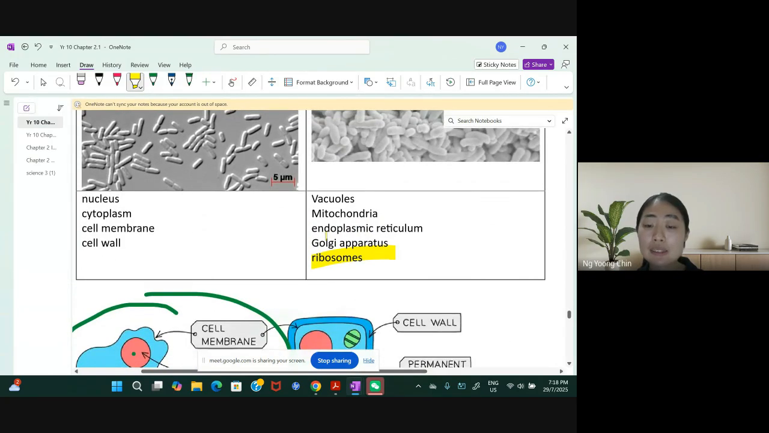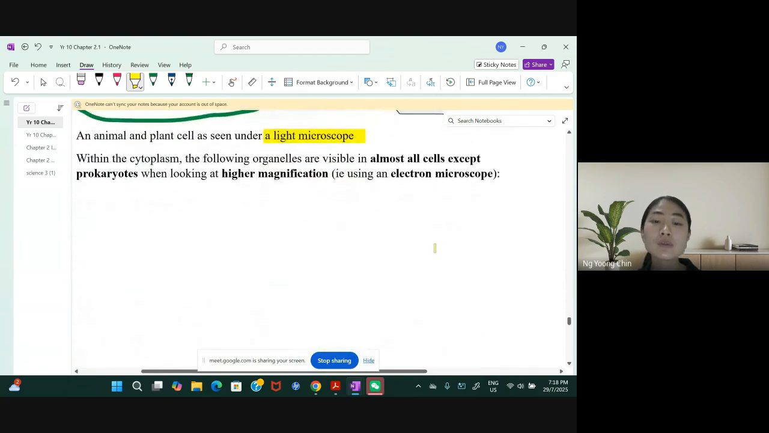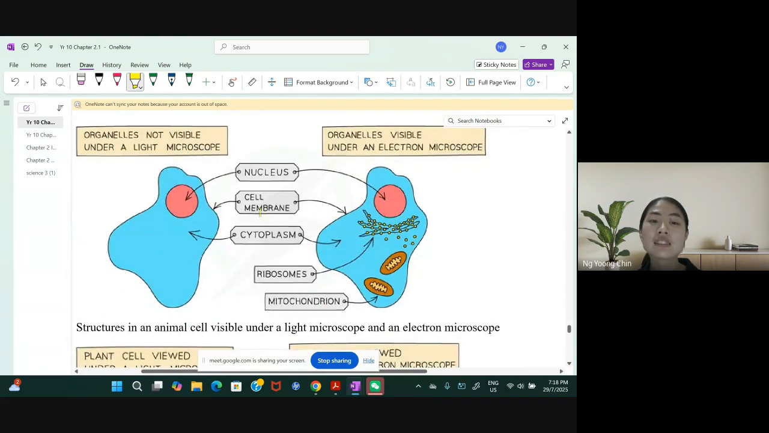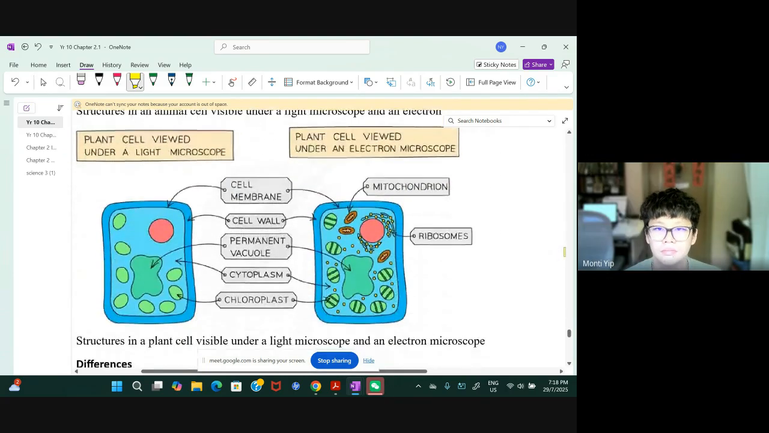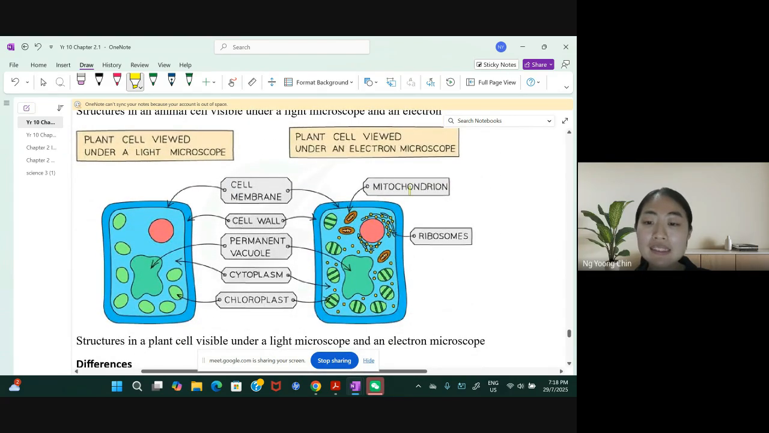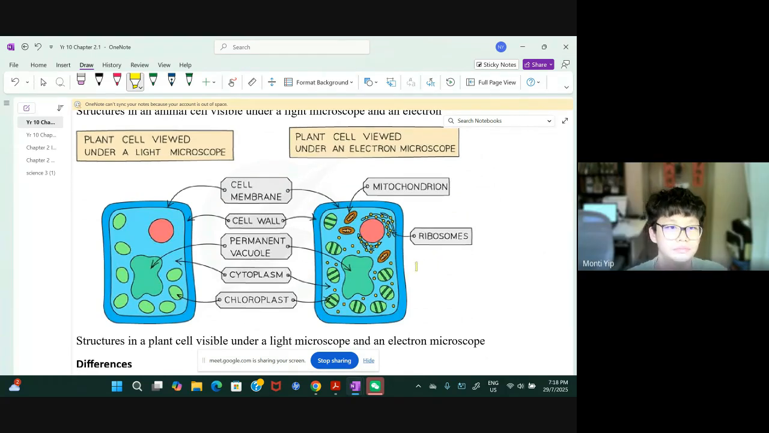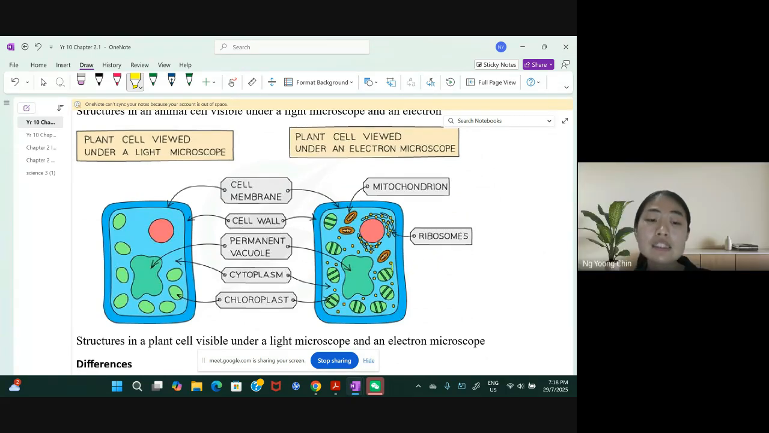So for the transmission electron microscope, you can see the smallest organelles, which include the endoplasmic reticulum and the Golgi apparatus. So you can see more detailed structures like this. The smallest organelles are visible under the electron microscope, which includes the ribosome. See this ribosome here. And for the plant cell, you can see the mitochondria also and the ribosome also, in more detail.